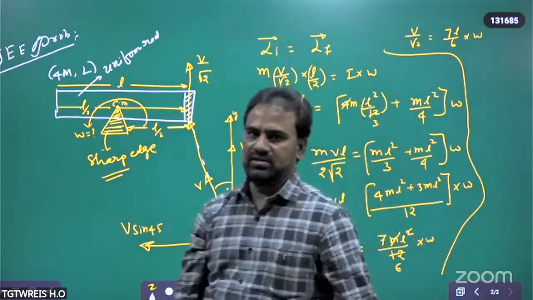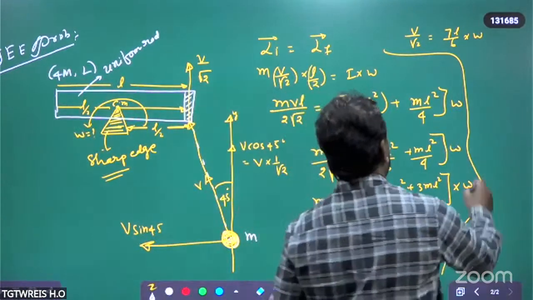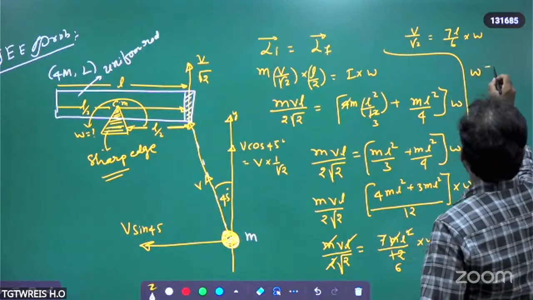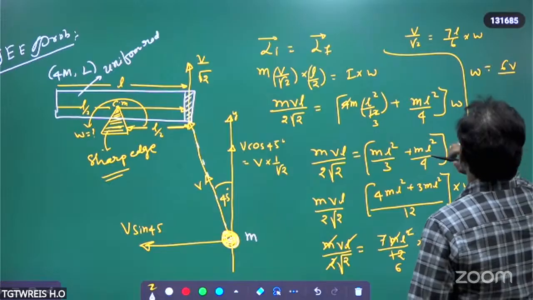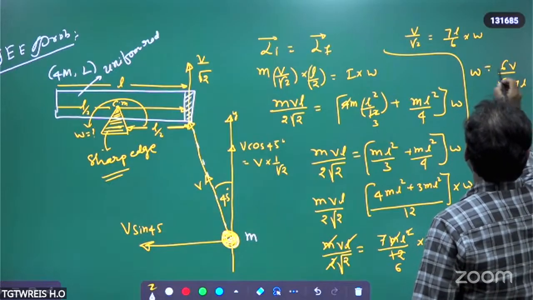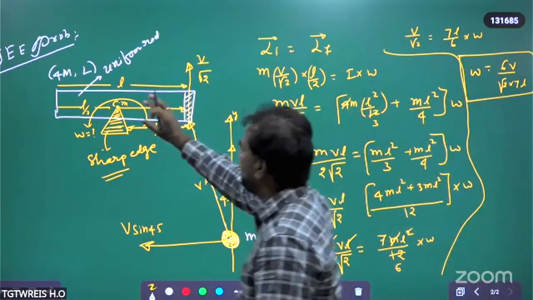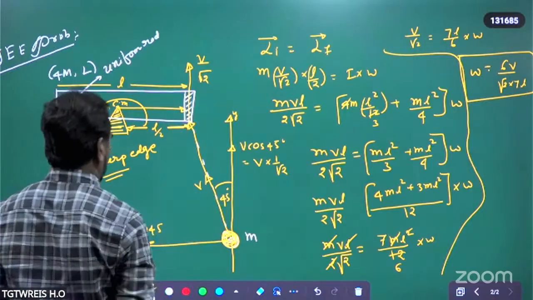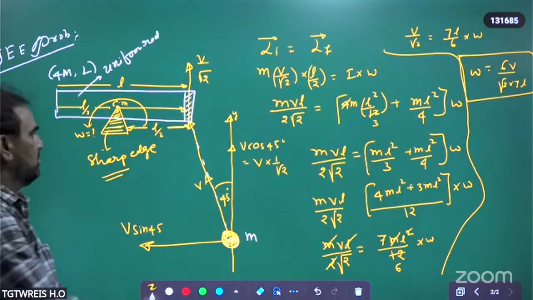What do we have to find from this? We have to find omega. What is the value of omega? Here omega is equal to 6v upon root 2 into 7L. This is the angular velocity of this rod after hitting this particle. I hope you have understood. Okay, note down.